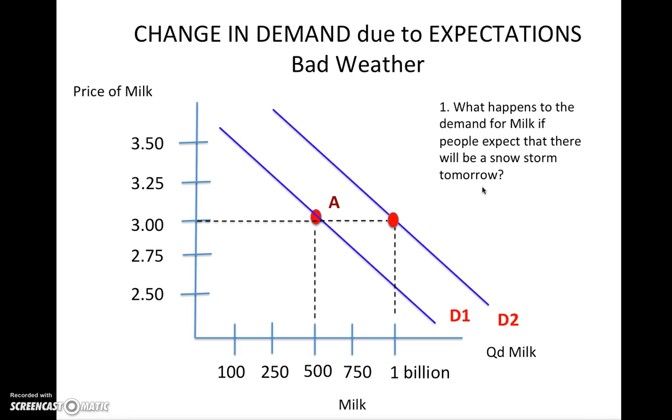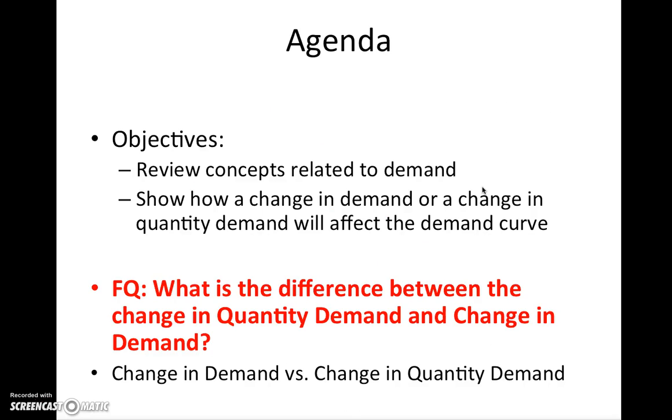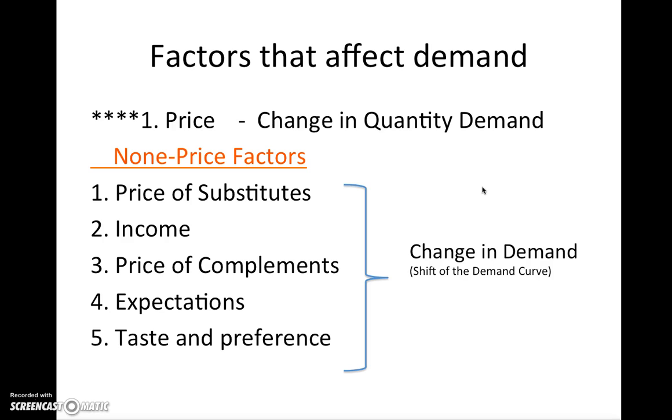So there are a lot of factors that affect demand. If we go back, we have there the price, income, and so on and so forth. We will go back to those factors later. Well, first, before that, I would like to remind you of our focus question. What is the difference between the change in quantity demand and the change in demand?